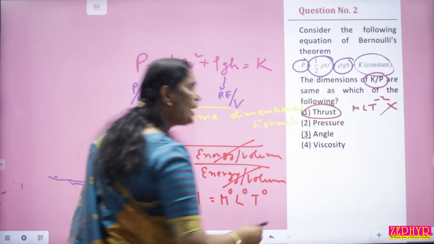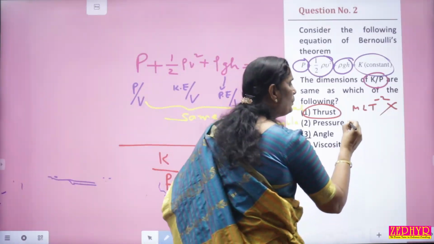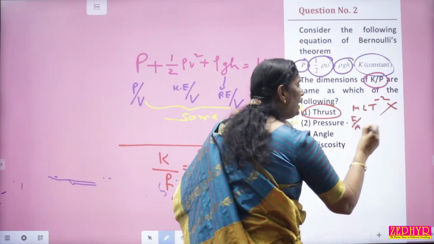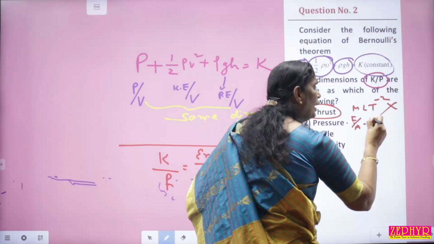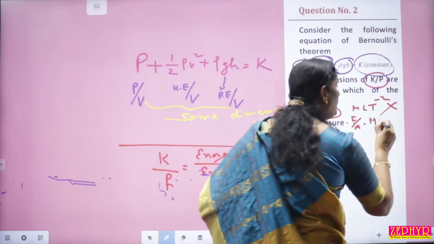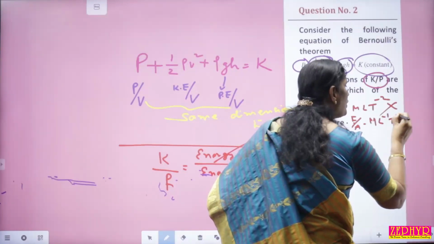Dimensionless quantity. Pressure: pressure has dimension under. What is pressure? Come on, say. Pressure is nothing but force per unit area. M, L, T raised to minus 2 by L square. So M, L raised to minus 1, T raised to minus 2.